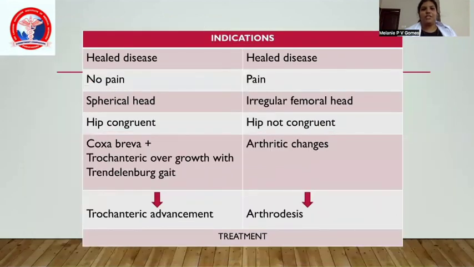Healed disease, no pain, spherical head, hip congruent, coxa breva, or trochanteric overgrowth with Trendelenburg gait, trochanteric advancement can be done. Healed disease, pain, irregular femoral head, hip not congruent, arthritic changes, arthrodesis needs to be done.